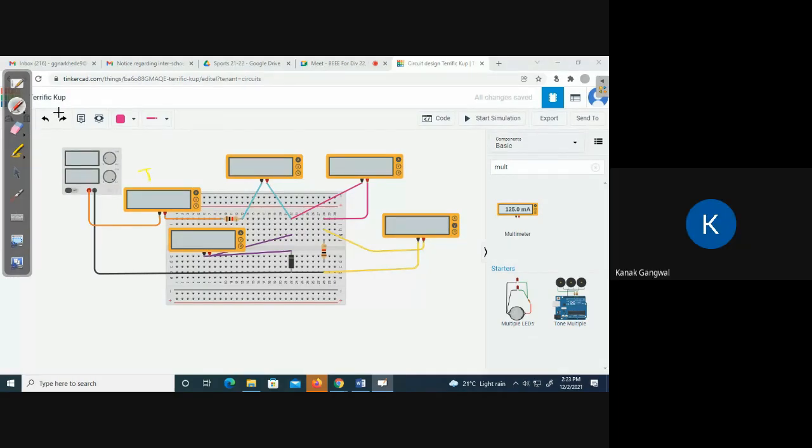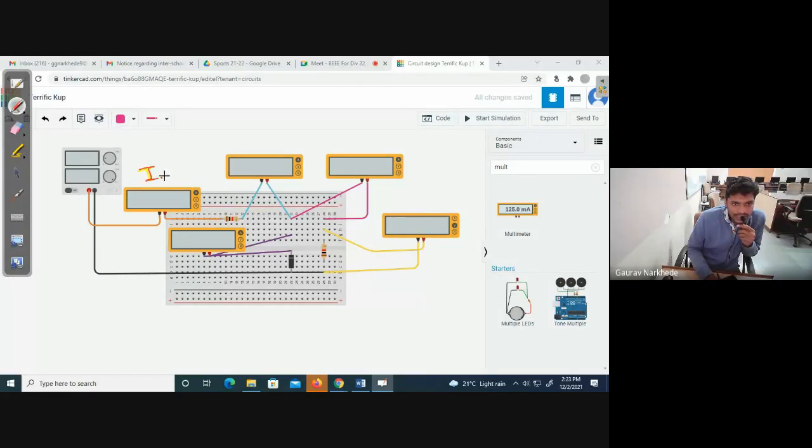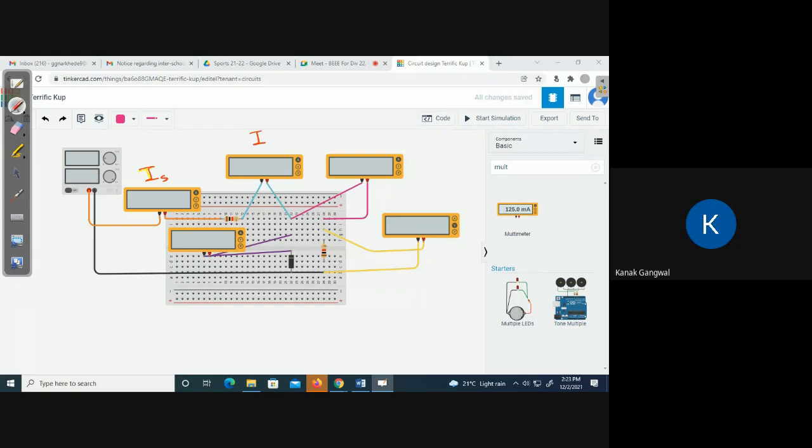IS. This will measure your IS. This will measure your IZ. सर आईएस के लिए 2 है, वोल्ट के लिए 2 हो गए क्या? Yes, sir. Okay, no problem. So what I can do, I can just delete it out. It will become simple.